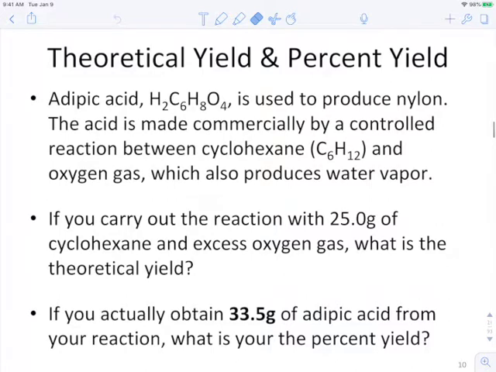All right, so here's our problem. We're looking at adipic acid, and it's used to produce nylon. The acid can be made commercially by controlled reaction between cyclohexane and oxygen gas, which will also produce water vapor. So we're going to carry this reaction out with 25 grams of cyclohexane and excess oxygen, all the oxygen we want in the world. First we will find the theoretical yield, and then we will do our percent yield. But let's go ahead and do our chemical reaction first.